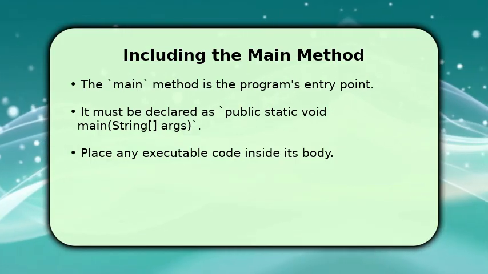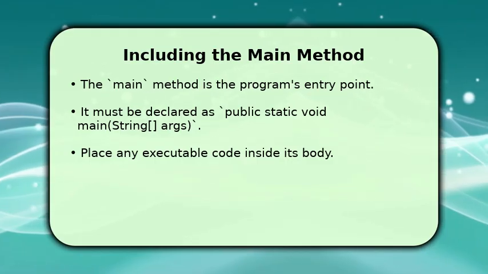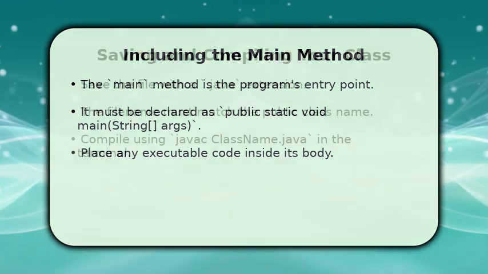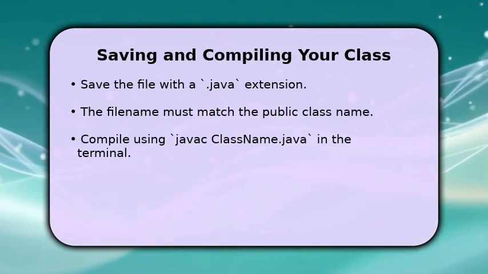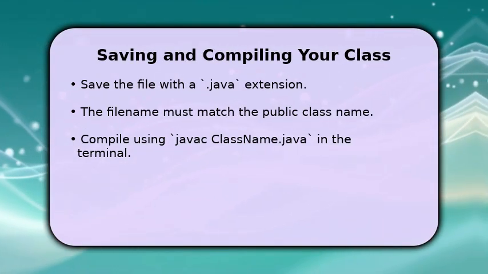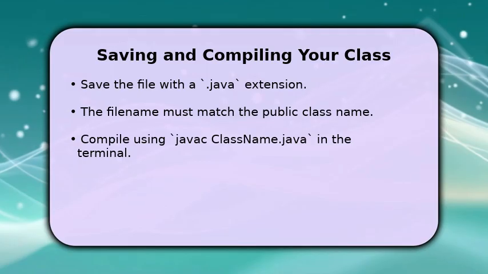For example, you might add System.out.println("Hello Java") to display a message, making your class functional and ready to run. Finally, save your file. The file name must exactly match your public class name, followed by the Java extension. For example, if your class is MyFirstClass, save it as MyFirstClass.